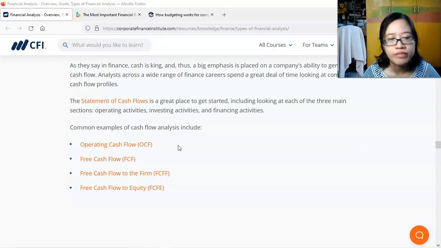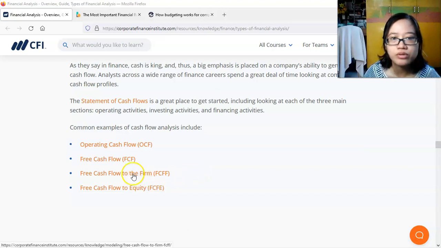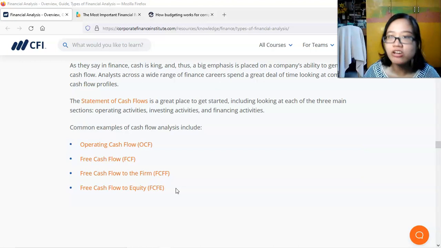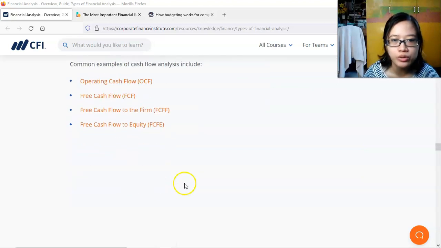Okay? So, ayan. Free cash flow to the firm, for gagamitan sa operations ng company. Tapos, free cash flow to equity, yung pwedeng i-declare as dividends or earnings ng shareholders. Ayan. Equity kasi. Equity owners.